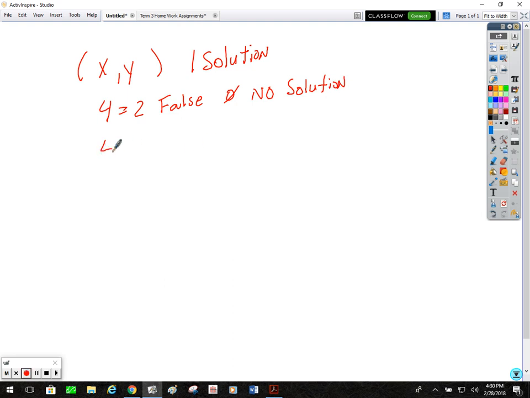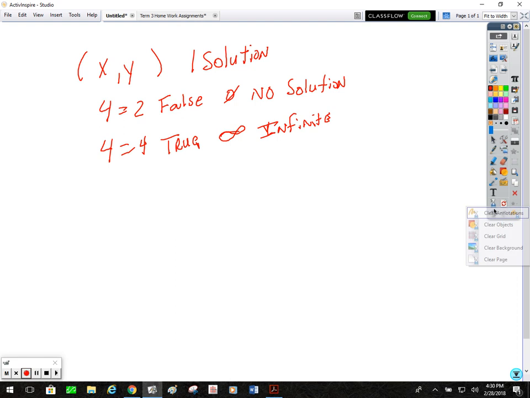And then if you solve your problem and come out with something like 4 equals 4, well, that would be a true statement, right? So in this case, everything I put in for x works for y. This one would be my infinite solution problems. That means anything I put into the problem would make both of my equations correct. So these are my infinite solution problems.